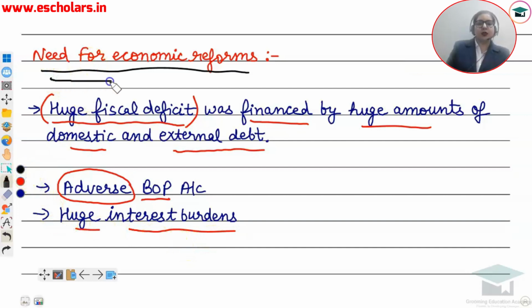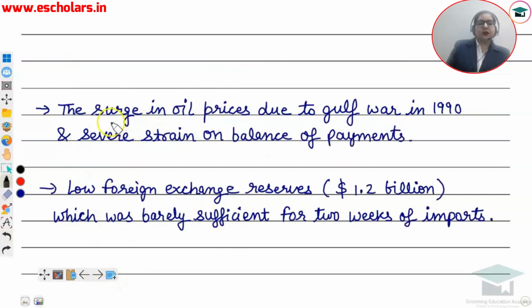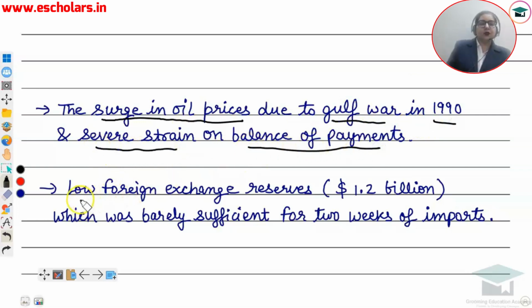So let's recall it till now. Need for economic reforms: huge fiscal deficit was financed by huge amounts of domestic and external debt. Adverse BOP account. Next, huge interest burdens. Also, there was a sudden surge in oil prices due to the Gulf War in 1990, and it created a severe strain on the balance of payments. Also, India was having low foreign exchange reserves, about $1.2 billion, which was barely sufficient for making the payment of 2 weeks only.